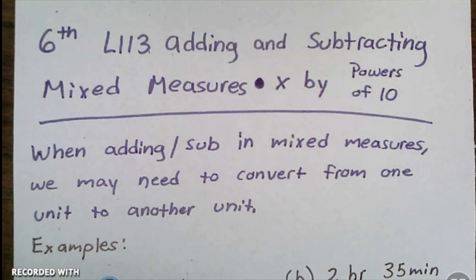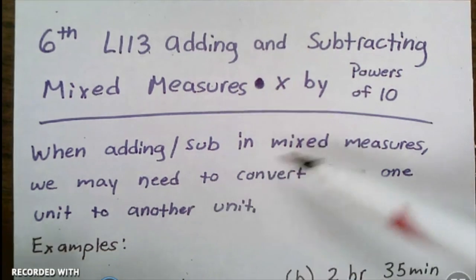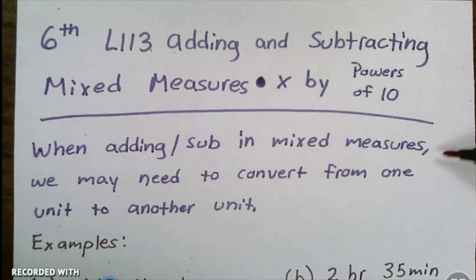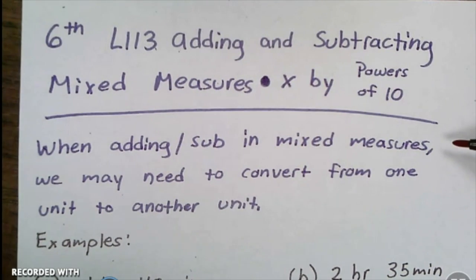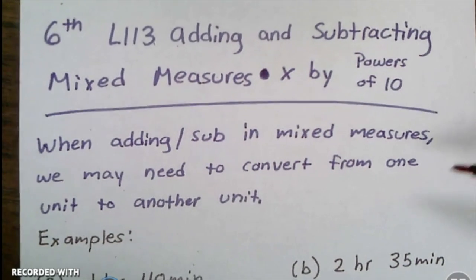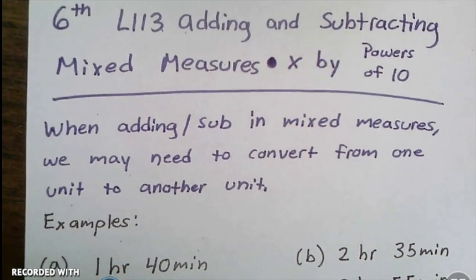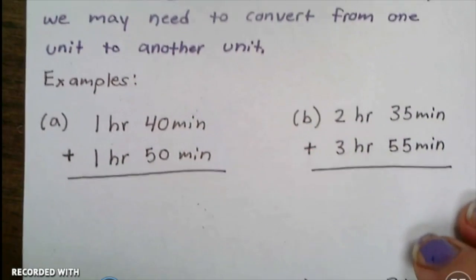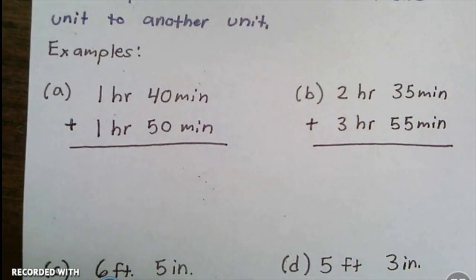Guys, and welcome to lesson 113 on adding and subtracting mixed measures and multiplying by powers of 10. So when we're adding and subtracting in mixed measures, which means that they have two different unit labels like feet and inches or hours and minutes, we may need to convert from one unit to another unit. We did this with just one type of problem. Now we're going to be looking at some different types of problems.